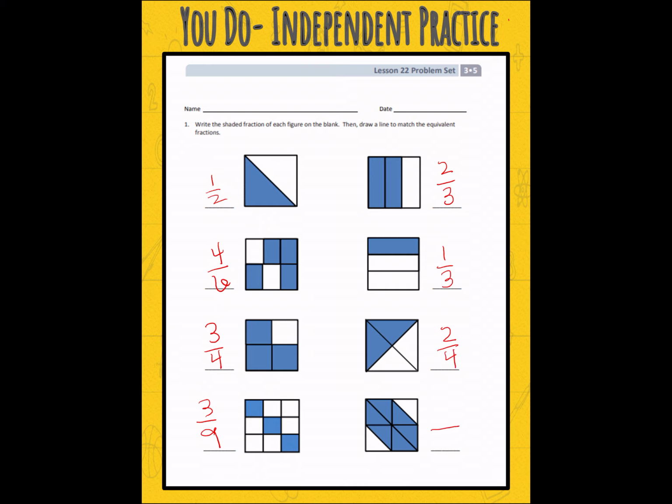Let's see. 2, 4, 6, 8 on the bottom. 1, 2, 3, 4, 5, 6 eighths. All right, let's try and match now.